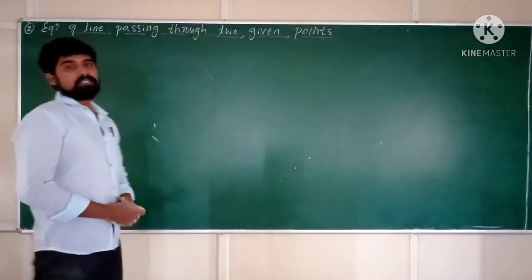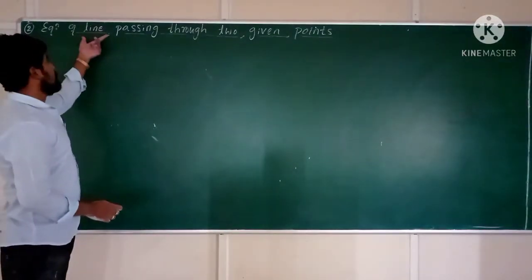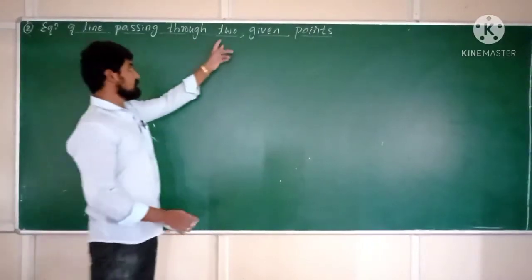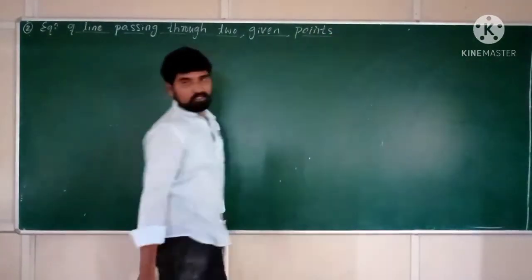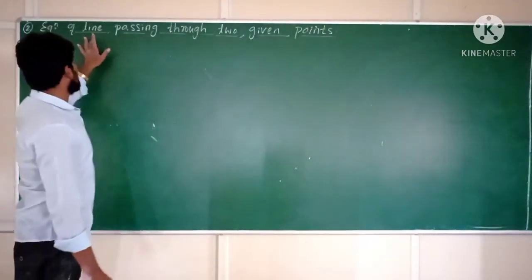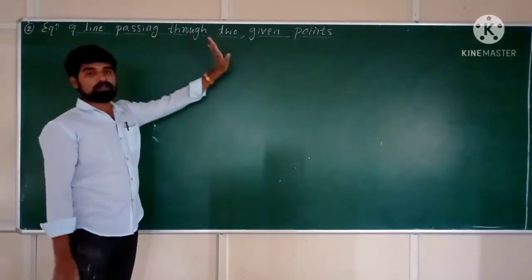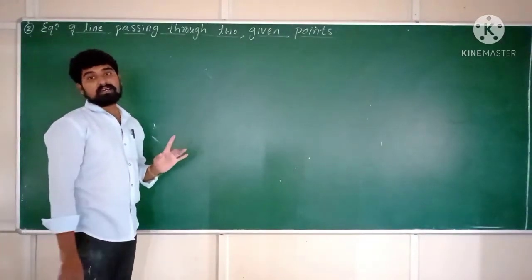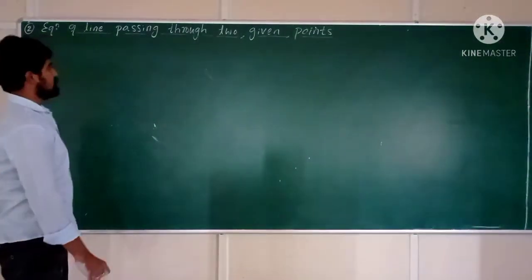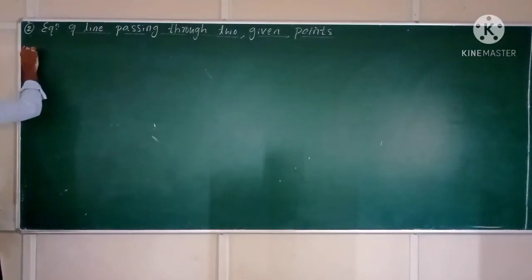Now the second question is, derive the equation of line passing through two given points. So we need to find the equation of line passing through two given points. So for that we need to consider a line passing through 2 points. Let's start the solution.